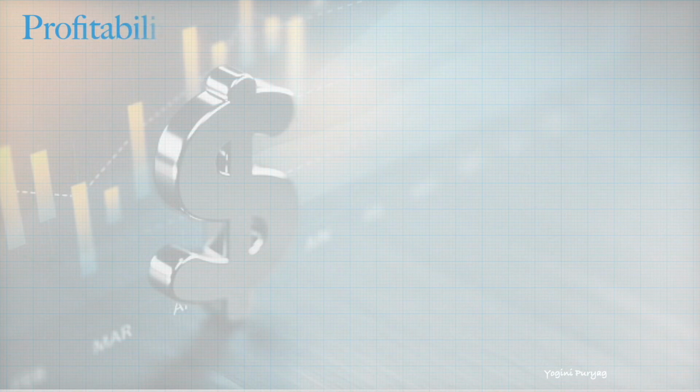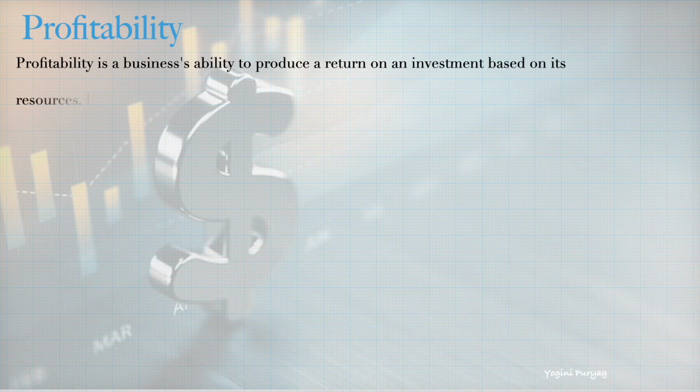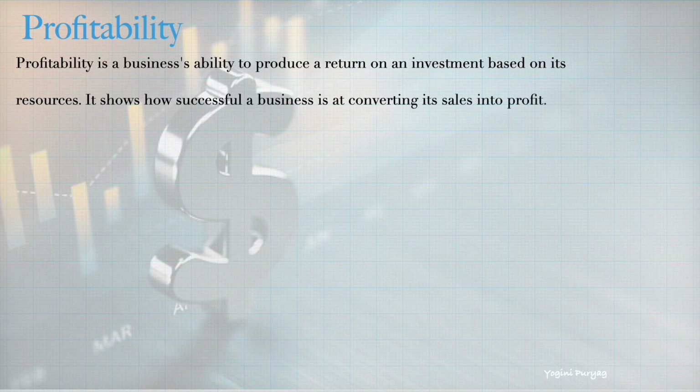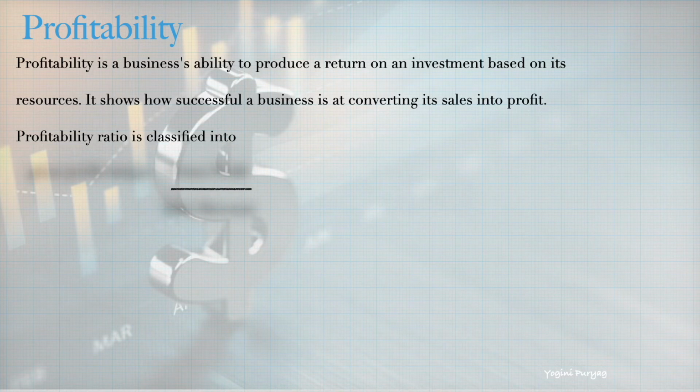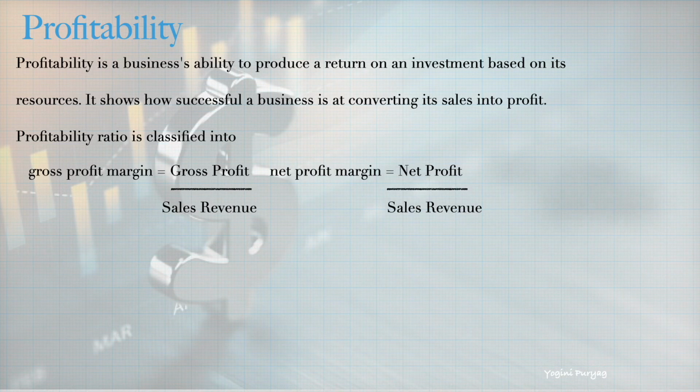Profitability. Profitability is a business's ability to produce a return on an investment based on its resources. It shows how successful a business is at converting its sales into profit. Profitability ratios are classified into gross profit margin, net profit margin, and return on capital employed.